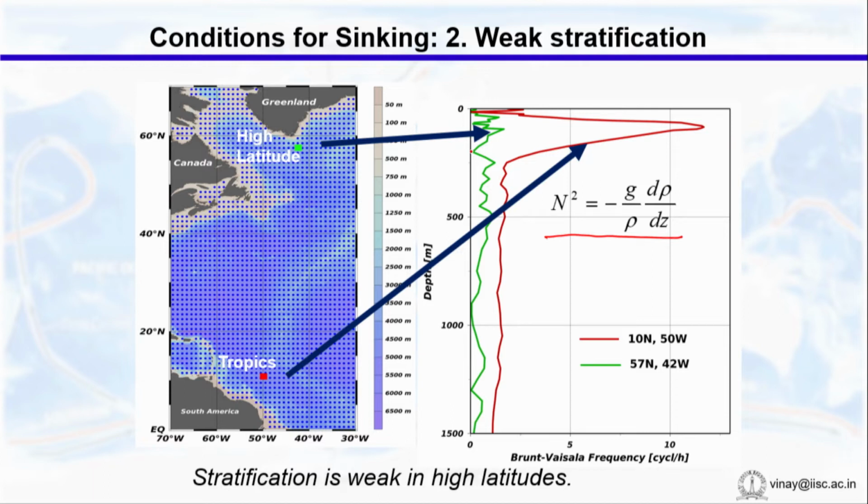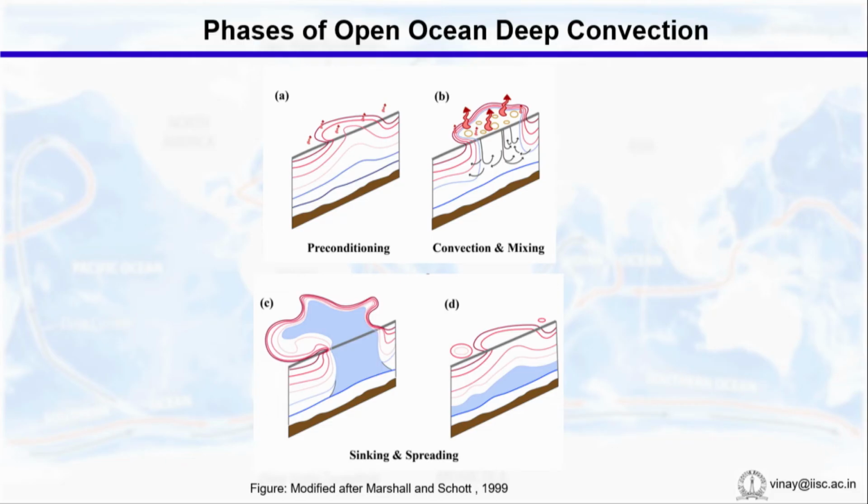When you look at higher latitude, such a layer of strong stratification doesn't exist in high latitudes. Therefore, it is easier for the water parcel to sink into the deep ocean. Thus, two conditions have to be maintained for sinking into deeper waters. One is large buoyancy loss, and the second is that the water column should be sufficiently weakly stratified.